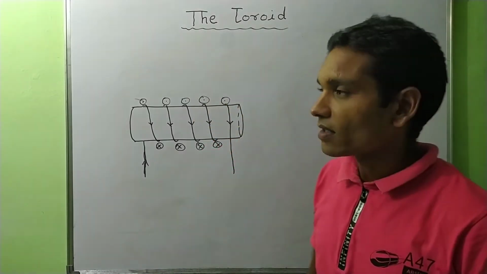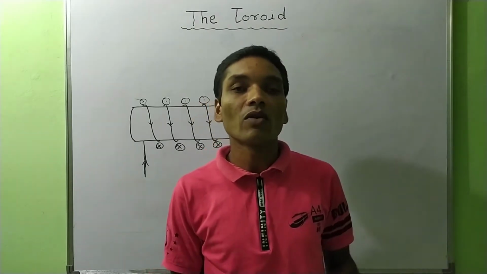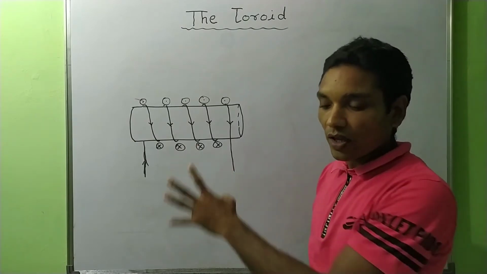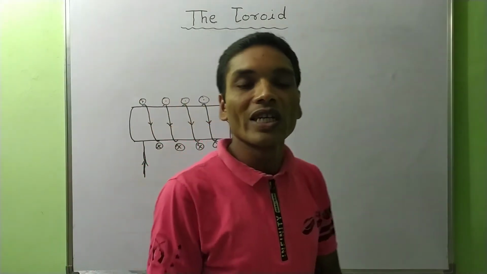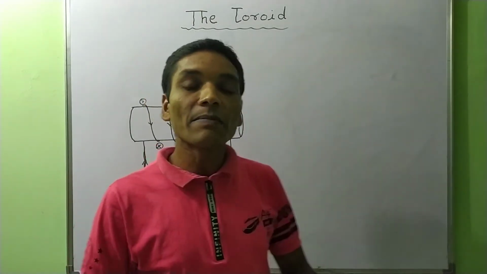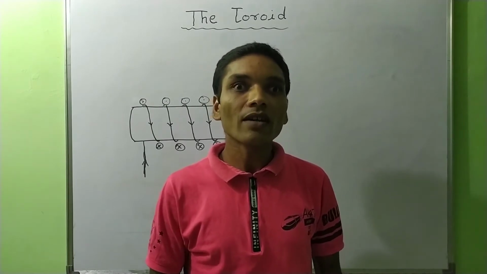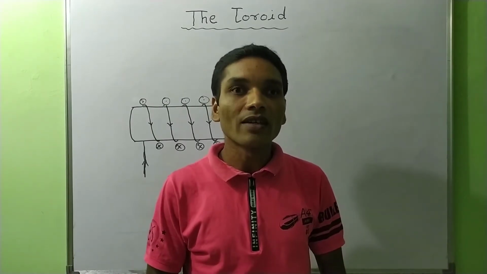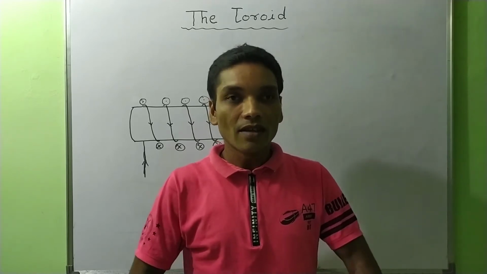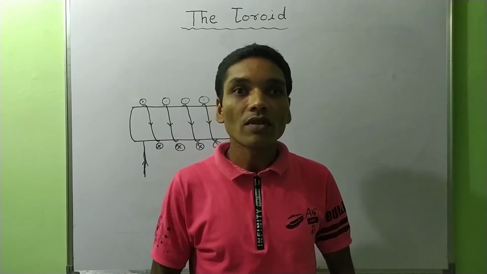We know that the solenoid, in the previous lecture we had already studied the solenoid. A solenoid is like that. If this solenoid is bent in the form of a circular ring, then it becomes the toroid. So what is the toroid? A toroid is the circular solenoid. It is also called a toroidal solenoid. Means a toroid is a solenoid but in the shape of a circle.